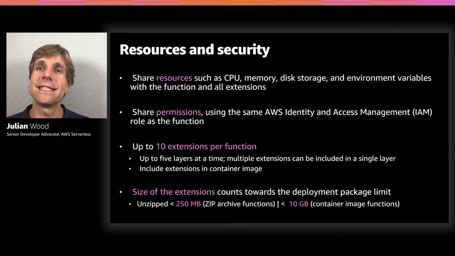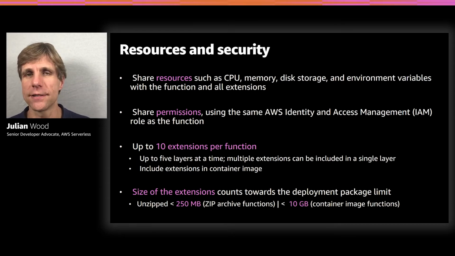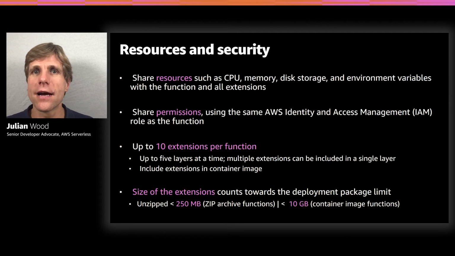You can include up to 10 extensions per function, and these can be packaged in up to 5 Lambda layers for zip archive functions. And you can package multiple extensions in a Lambda layer. Or for container image functions, you build and include the extension files within the container image.